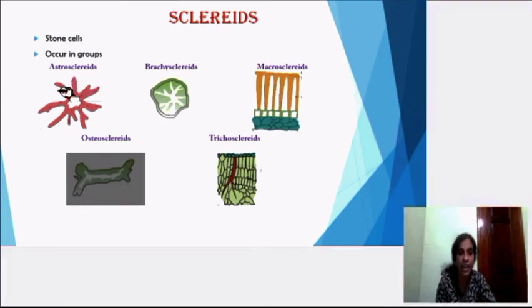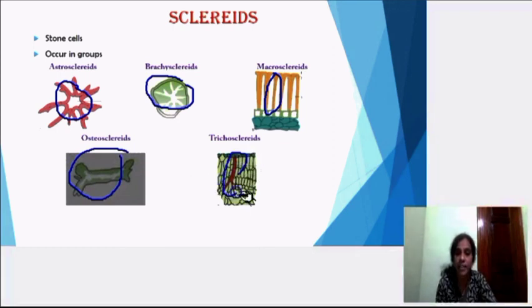First one is astrosclerites. These are star-shaped sclerites and are called astrosclerites. Brachysclerites are stout. These are called brachysclerites. Macrosclerites. The sclerites are elongated, and the elongated sclerite cells are called macrosclerites. Next are the bone-shaped sclerites, which are called osteosclerites. Next are the very thin elongated sclerites which are hair-like structures. These are called trichosclerites.